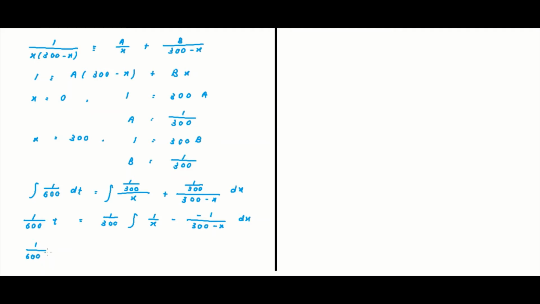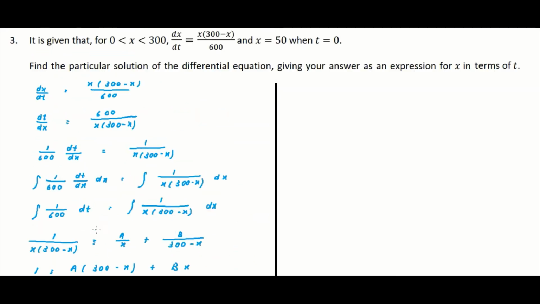1 over 600 t equal to 1 over 300 times the whole thing here: ln x minus ln. What do you have over here? You're left with (300 - x), right? And then plus c. All right, so we can continue by moving your 1 over 300, just moving in front. So you're left with 1 over 2t.